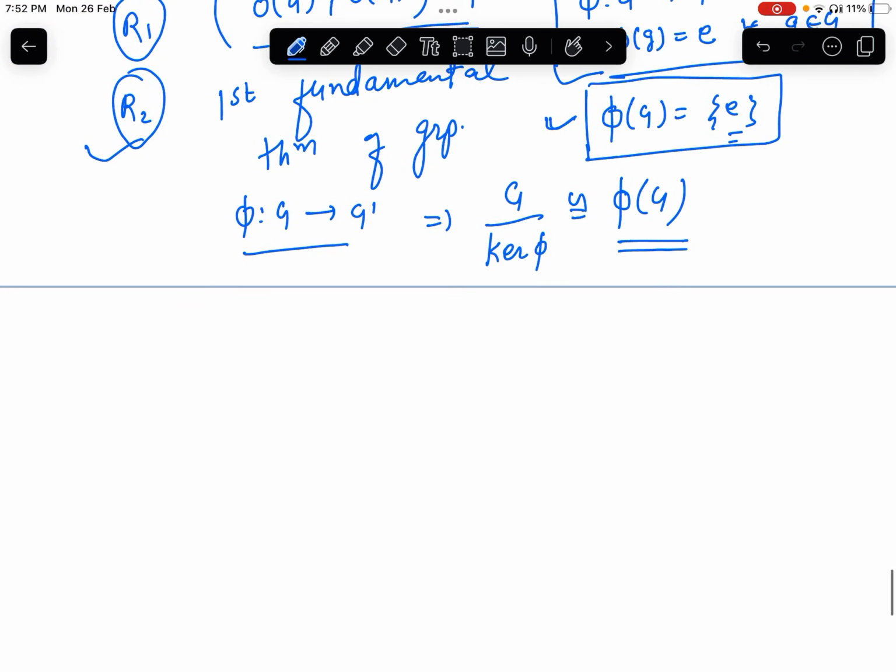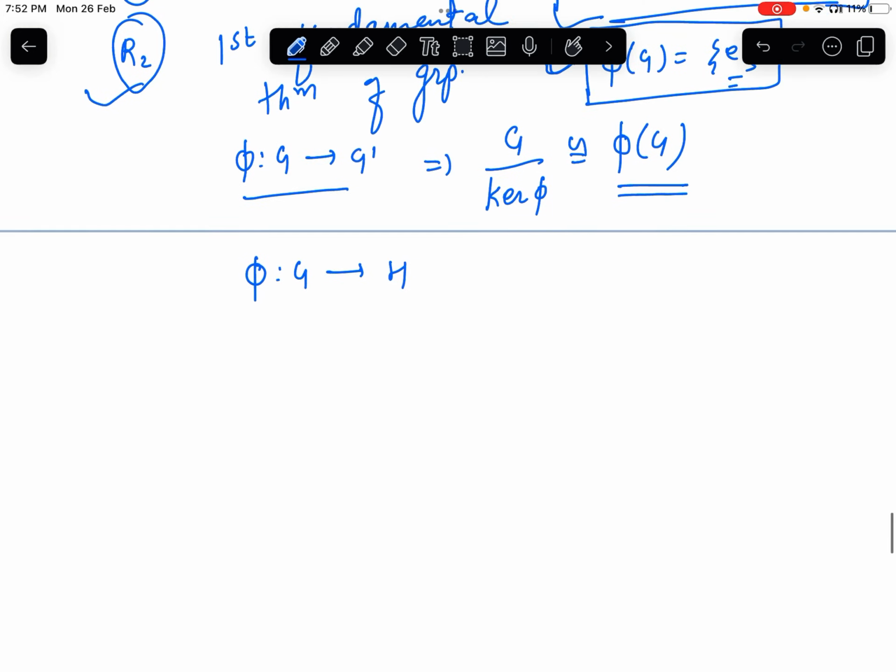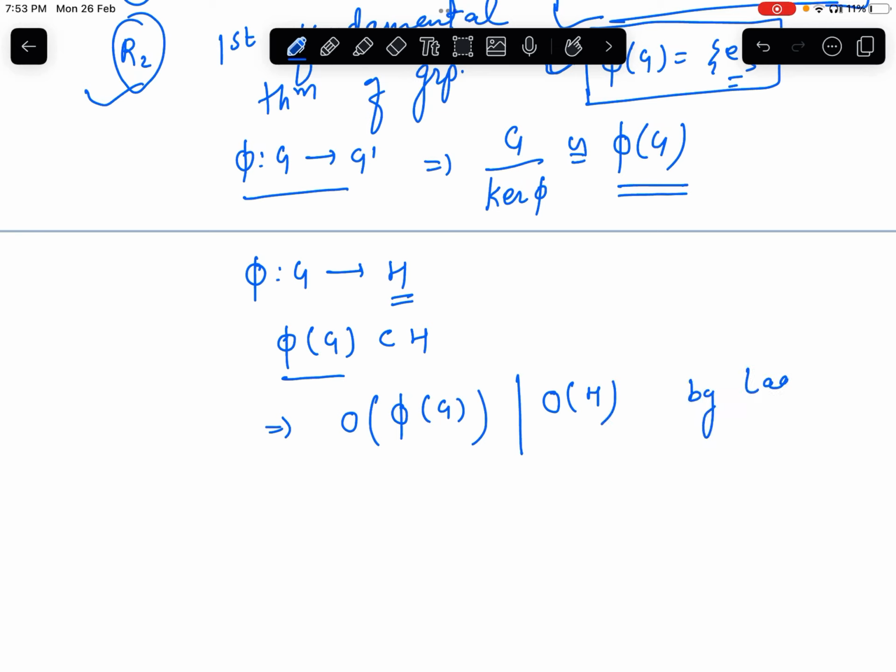So let us assume that there exists a phi from G to H. Then what would be the possibilities for phi of G? Since phi of G is a range set and it is a subgroup of the codomain, that is H, the order of phi of G divides the order of H by Lagrange's theorem, which says that the order of a subgroup divides the order of the group. Here phi of G is a subgroup of H.